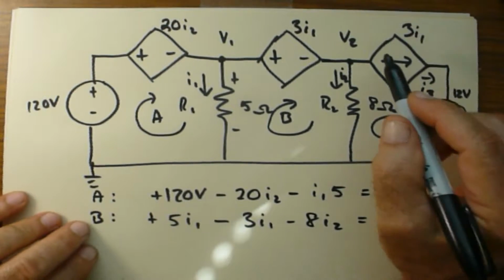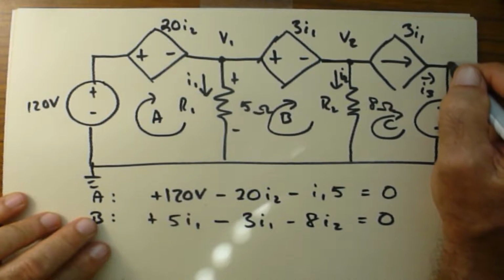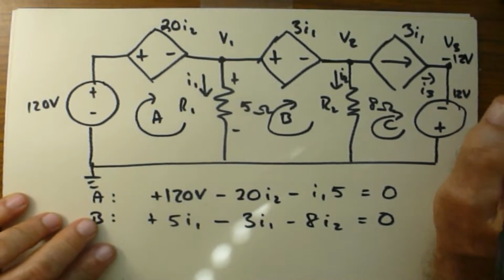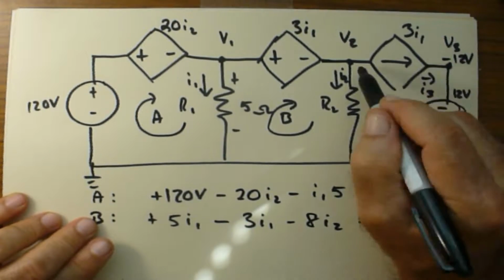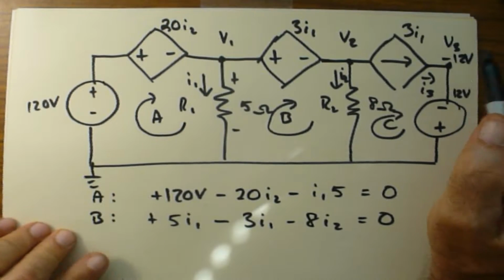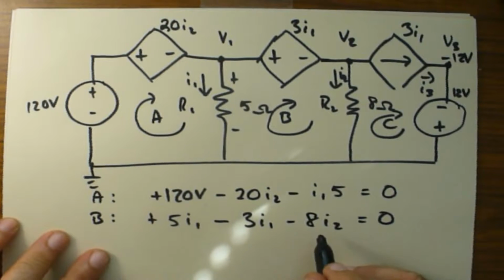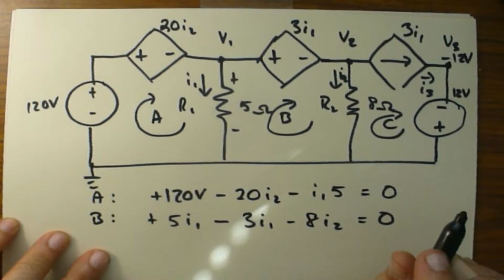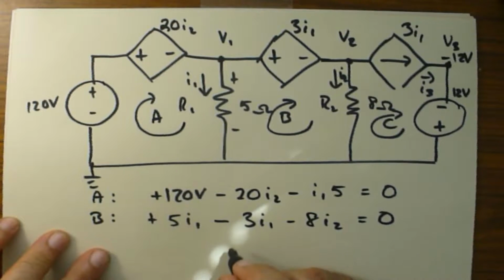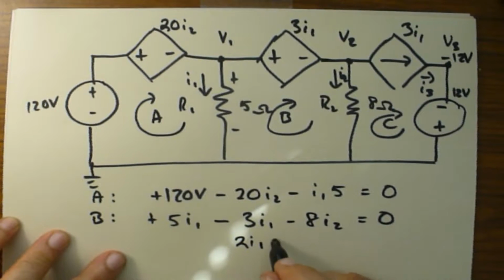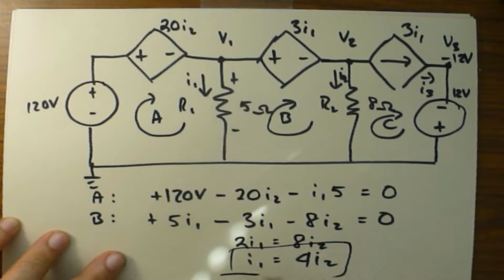The third loop, we don't know the voltage here. We know this point right here, V3, if you want to call it that, is minus 12 volts. But we don't know what the voltage drop across this is, so we can't make up a third loop. What we can do is we have 5I1 minus 3I1 minus 8I2 equal to 0, which is going to make it real easy to solve for I1. So 5I1 minus 3I1 is 2I1 equals 8I2, or I1 equals 4I2. So there's our first identity.